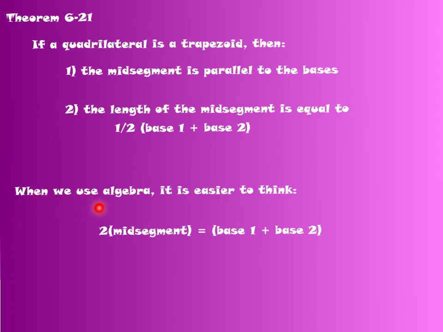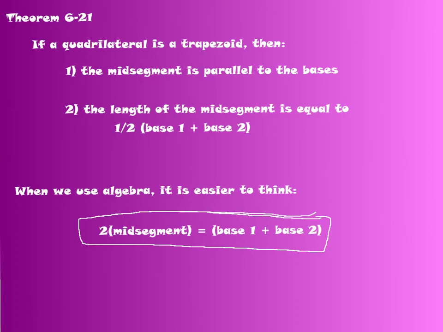However, when we use algebra, it is easier to think of this: 2 times your midsegment is equal to base 1 plus base 2. This is going to be so helpful for us. 2 times your midsegment is equal to base 1 plus base 2. When we are going through algebra problems, that's more useful to us because then we don't have to deal with fractions.